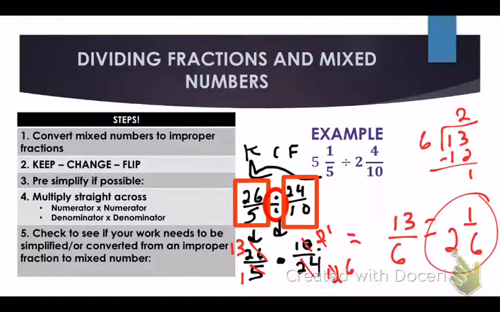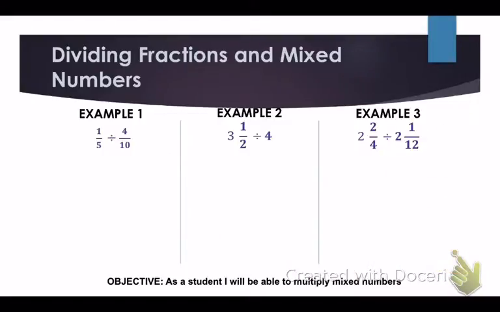We're going to do 3 examples. Make sure you follow along with all 3. So we're going to get started. First one is simple. Step number 1 says convert any mixed numbers to improper fractions. Do we have any of those? No. So we get to skip that step. We move on to step number 2, which is keep, change, and flip. This one just goes straight down, which is 1/5. This division sign becomes multiplication. And we flip 4/10, which is 10 over 4.